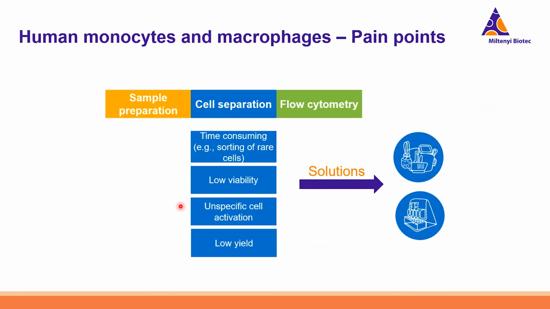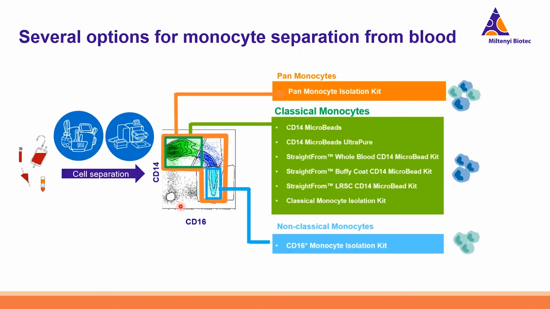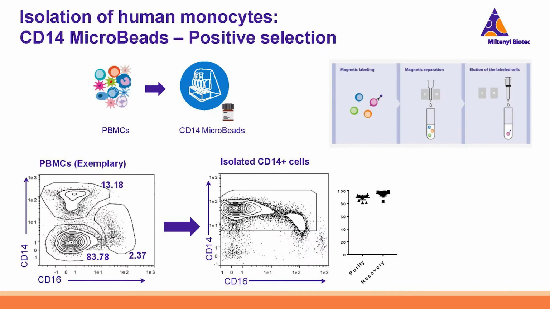So now let's talk about our cell separation solution for these challenges. We offer several solutions for the isolation of monocyte subsets, including the pan-monocytes, and options for the isolation of classical monocytes and non-classical monocytes. I'm not going to go into details here since my colleague Anna mentioned that before for the generation of DCs, but of course we also need monocytes for the generation of macrophages.